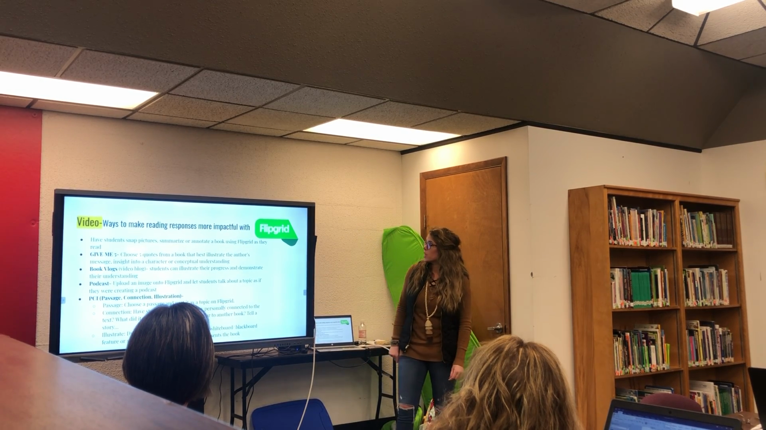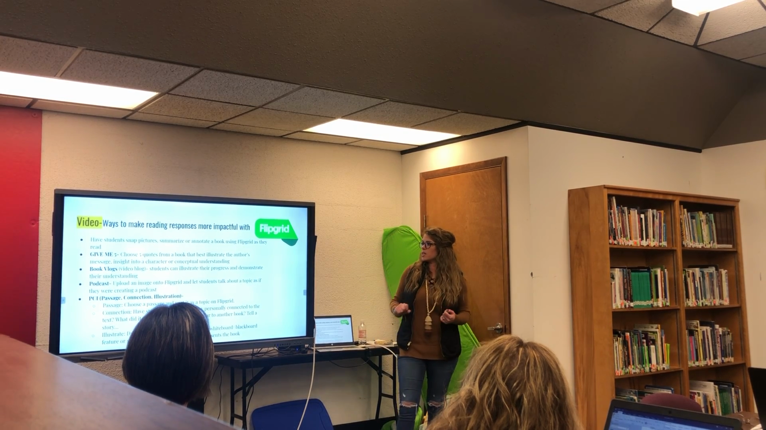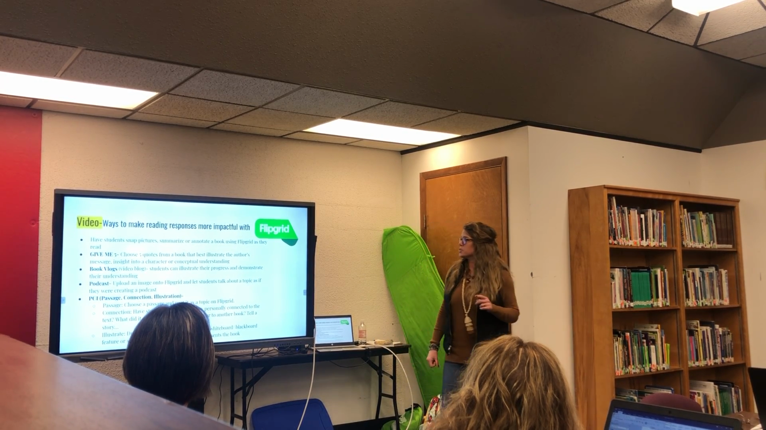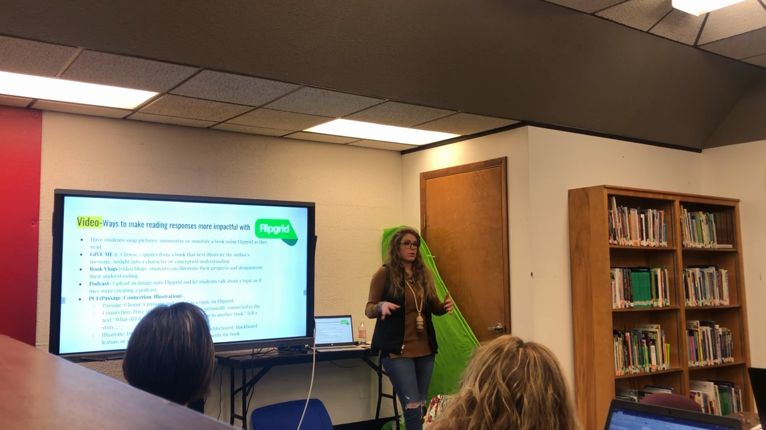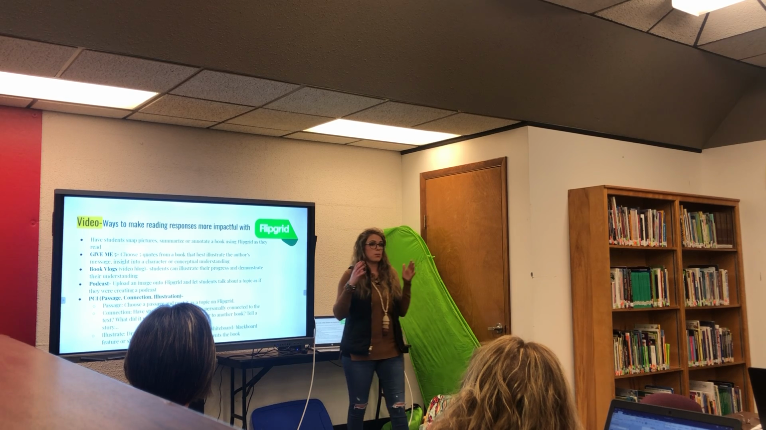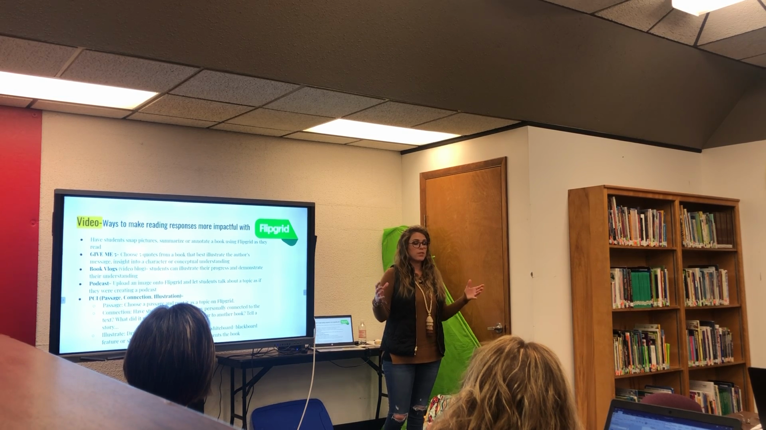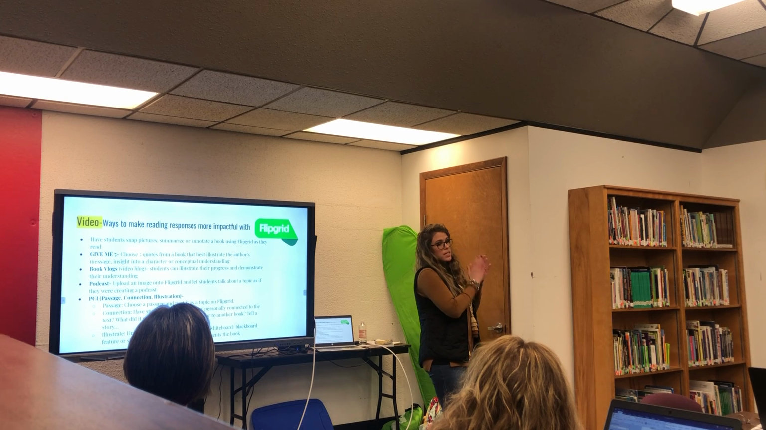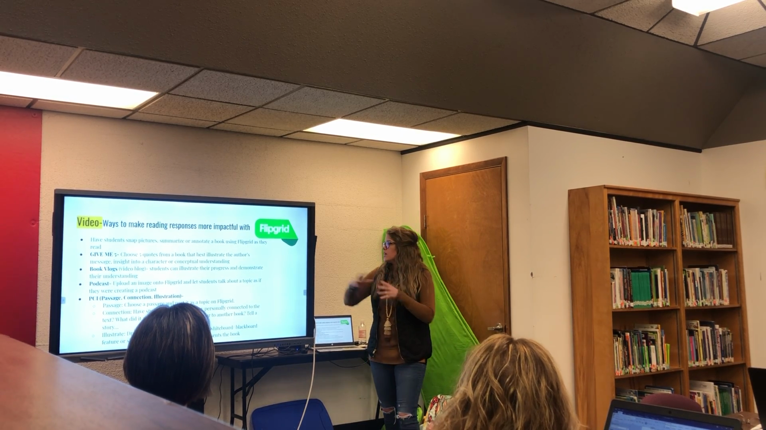Ways to make reading responses more impactful with Flipgrid. So instead of doing worksheets, here's some ideas you can do. Have students snap pictures, summarize, or annotate a book using Flipgrid as they read. So after each chapter, maybe summarize what you just read on a Flipgrid video, and you can check those. After you read an entire book, make a Flipgrid video summarizing the entire book. You can print out the QR code, tape it in the book, and now you have that Flipgrid augmented reality experience as well.